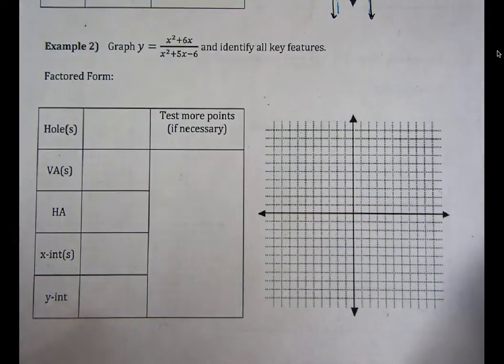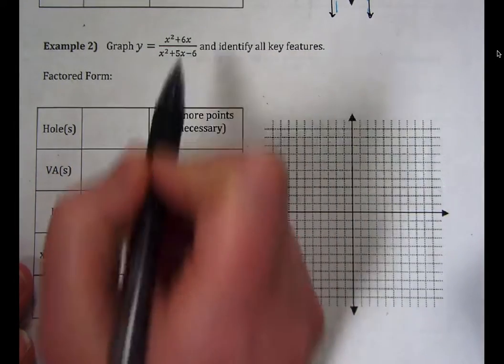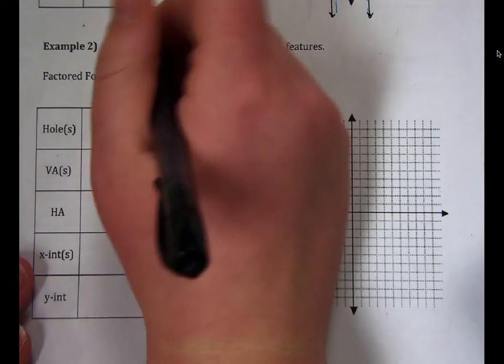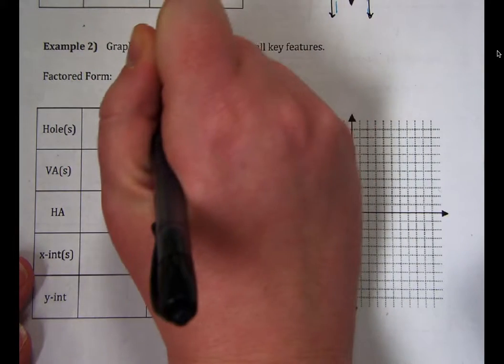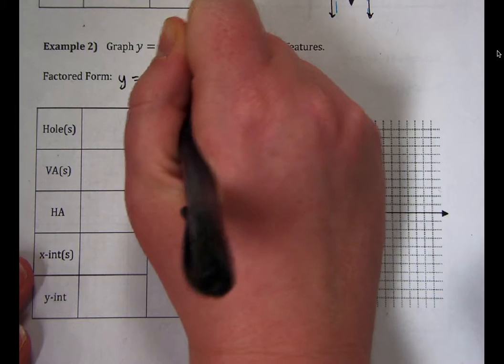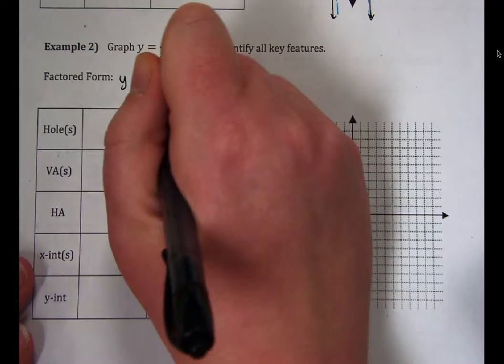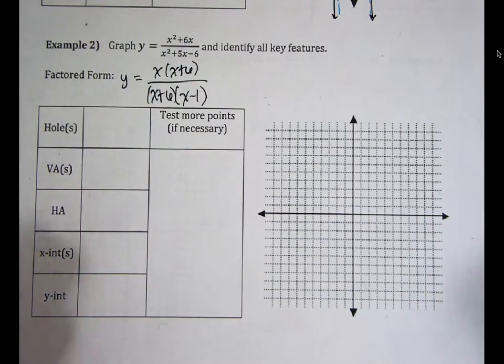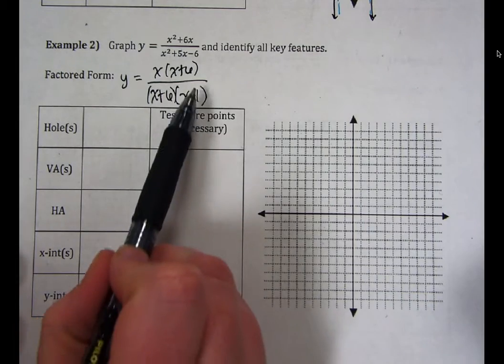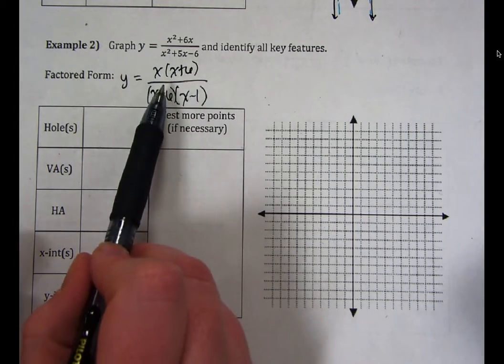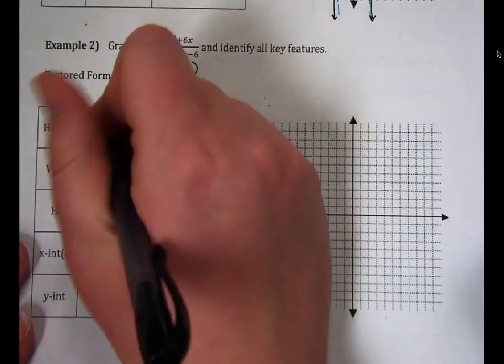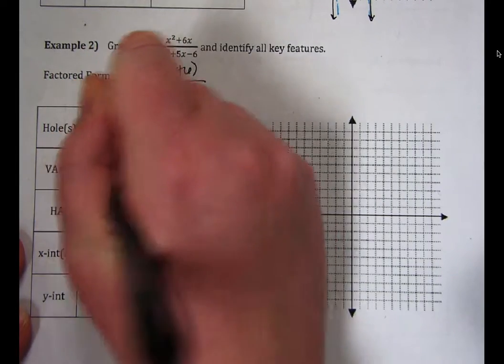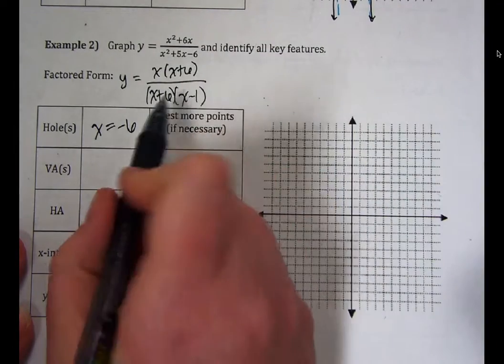All right, so here's example 2. Once again, we're going to begin by factoring our equation. So the numerator is x quantity x plus 6, and the denominator is x plus 6 and x minus 1. A hole occurs when there's a factor shared with the numerator and denominator, which there is in this case. So we have a hole at x equals negative 6.